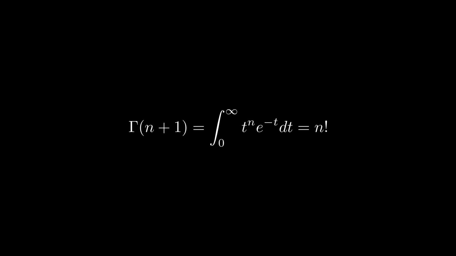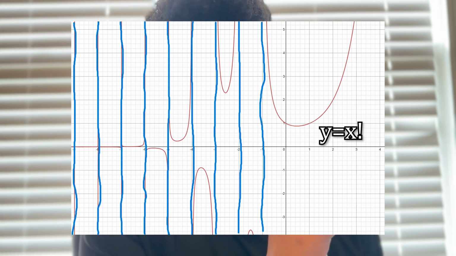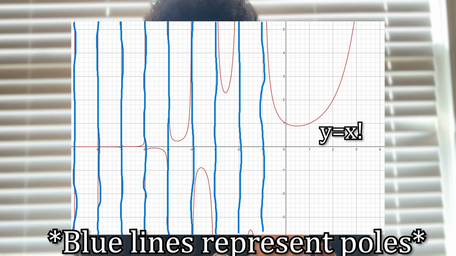So we input that into the integral, and it becomes the integral from 0 to infinity of t to the power of n times e to the negative t dt. And this will be equal to n factorial. And like I said before, this only works if n is a real number and not a negative integer. This is because of this thing called poles, which I won't get into too much detail in this video.